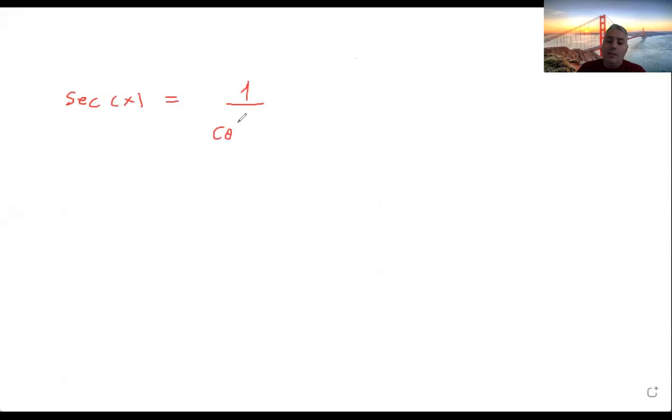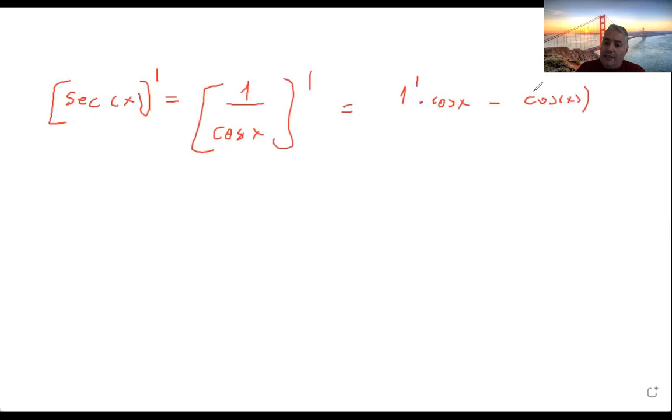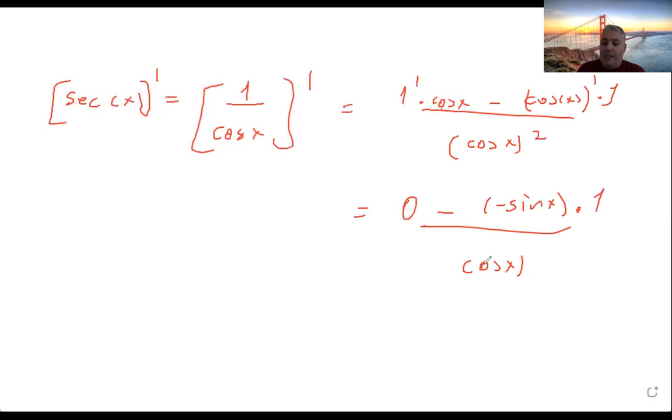1 over cosine of x. We should know this. So what is the derivative of 1 over cosine of x? I can say that the derivative is the derivative of 1 times cosine of x minus the derivative of cosine of x times 1, divided by cosine of x to the power of 2. So the derivative of 1 is 0. The derivative of cosine of x is negative sine of x, times 1, divided by cosine of x squared. So this will be sine of x over cosine of x squared.